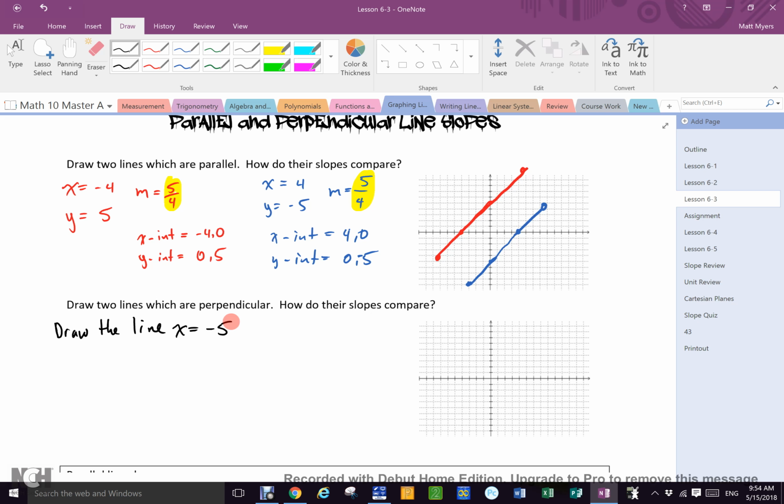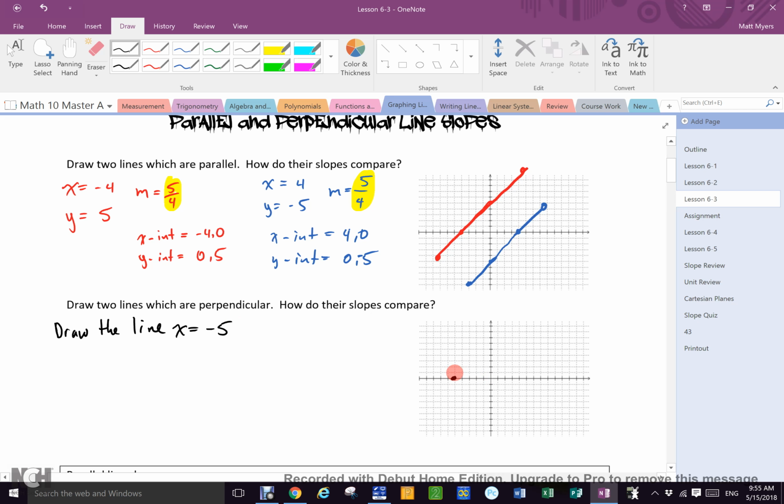All right. People have had some time to think about it. How many people now have no idea how to draw this line? Meaning there's no line on your piece of paper. Great. What do you know from this question? You know x equals negative 5. 1, 2, 3, 4, 5.